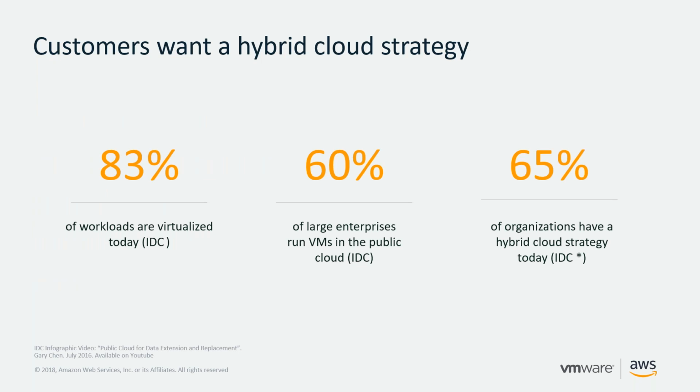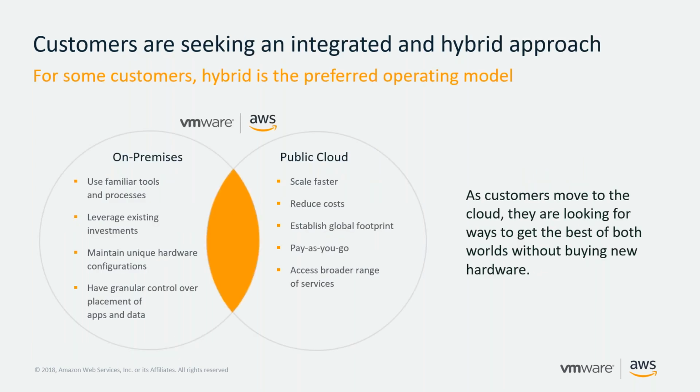So today, customers want to have a hybrid cloud strategy. 83% of workloads are virtualized today. 60% of large enterprises run VMs in the public cloud, and 65% of the organizations have a hybrid cloud strategy today. Customers are seeking an integrated and hybrid approach. For some customers, the hybrid is the preferred operating model and way to go.